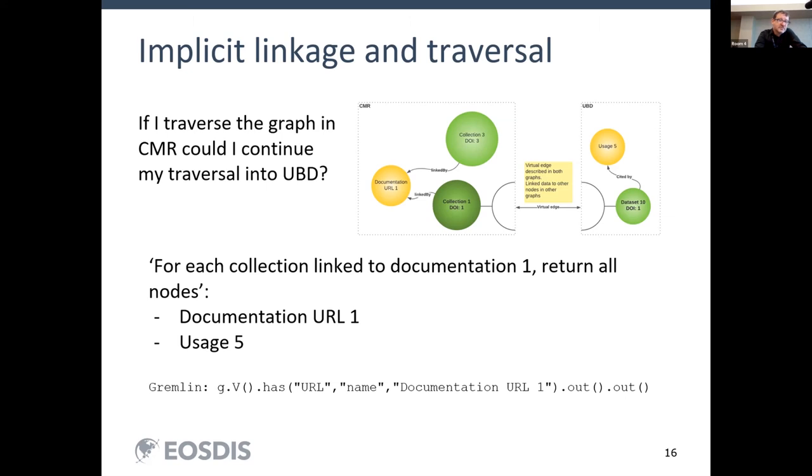And then for a client, I'm giving a very simple Gremlin example here. If they were just looking for all of the nodes for each collection linked to documentation one, then part of their traversal abstracted away from them would take it across CMR into UBD and give them that usage five node as well as the documentation URL node in the CMR database. Now, there are a few caveats that I have in mind associated with all this.